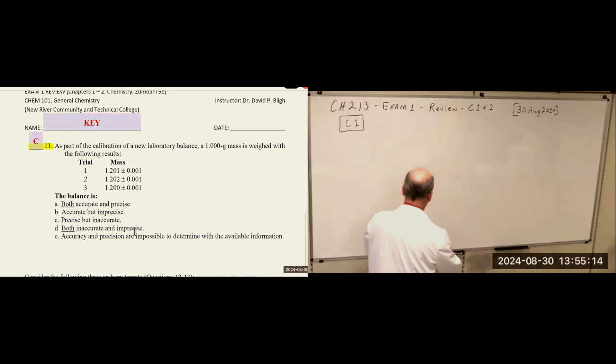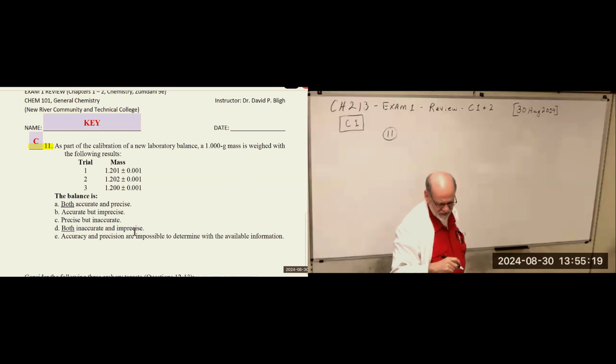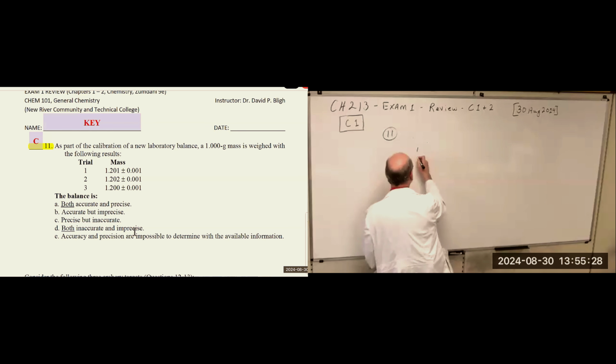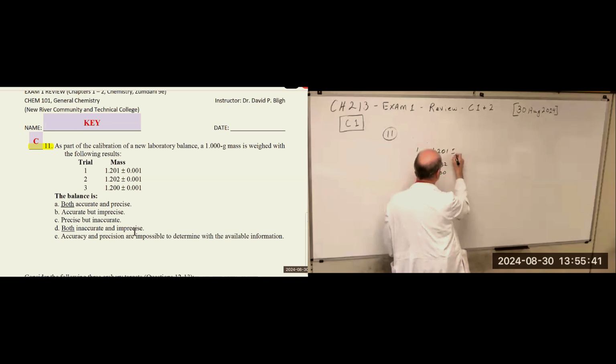All right, number 11. So we've got these 3 trials. We have a standard mass of 1 gram, and we measure it on our balance: 1.201, 1.202, and 1.200, plus or minus 0.001.